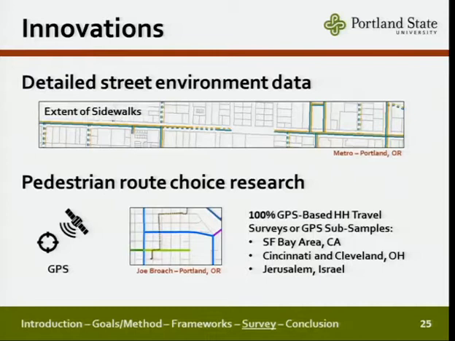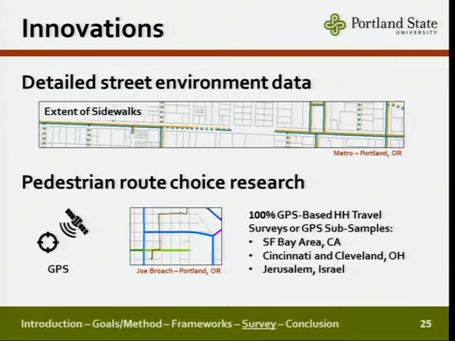As I said, here in Portland, we have an extensive database of built environment information, including the extent of sidewalks. And some of these variables could be used to perhaps better estimate pedestrian demand in this kind of framework. And finally, we see opportunity here for pedestrian route choice research, investigating the preferences of where people like to walk.